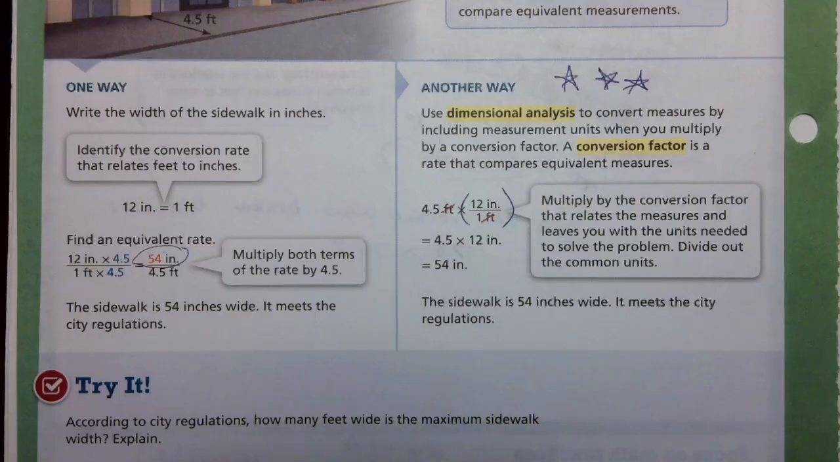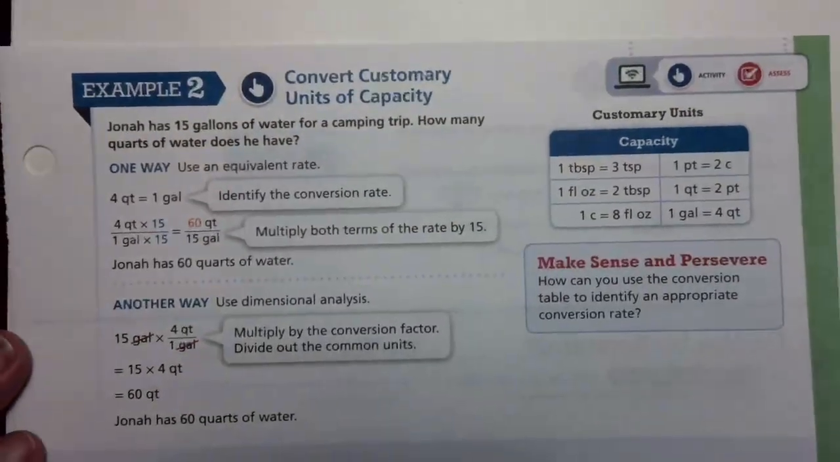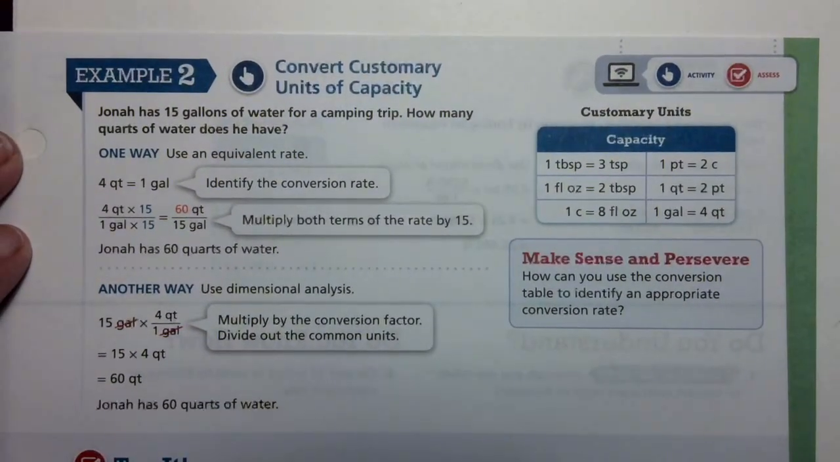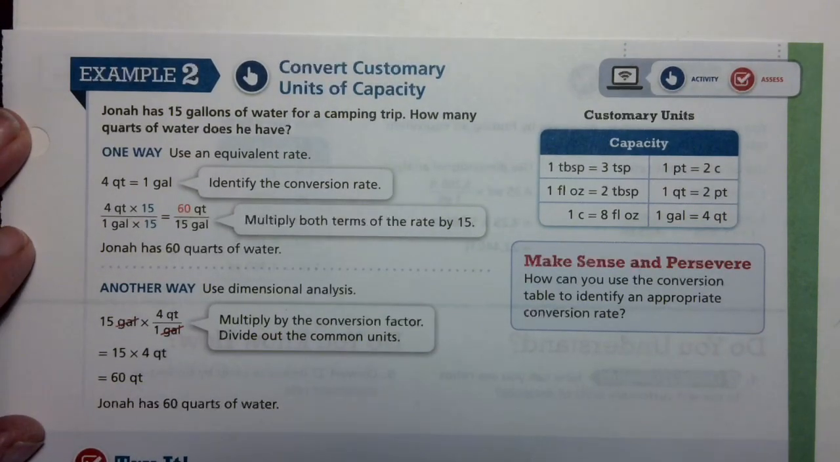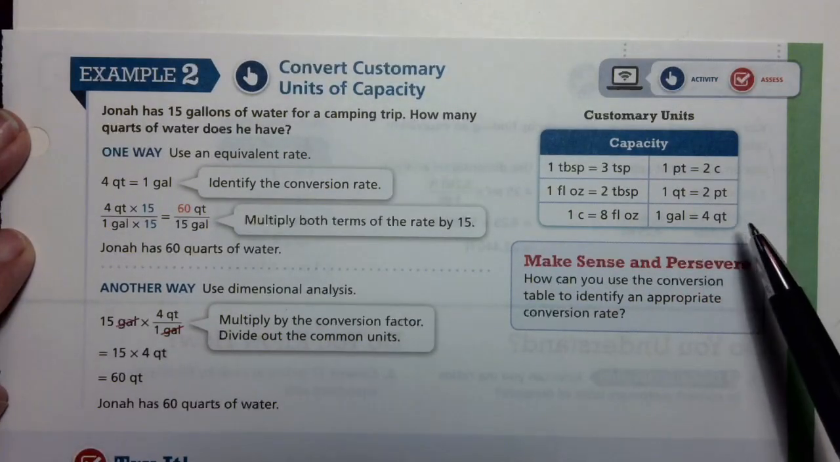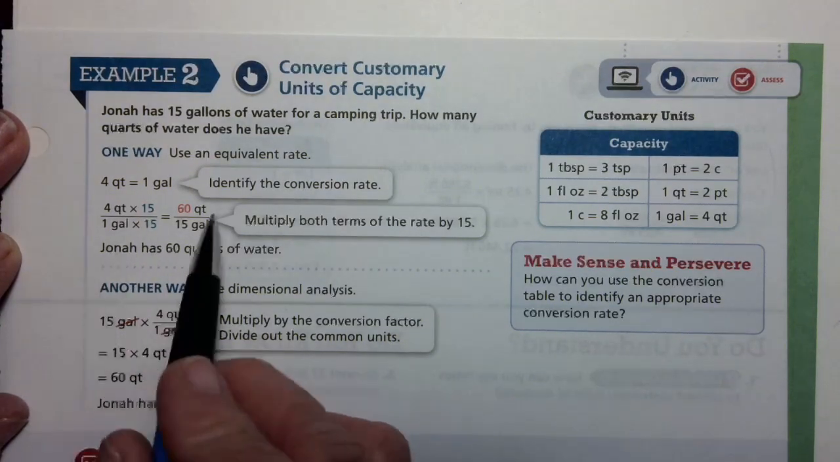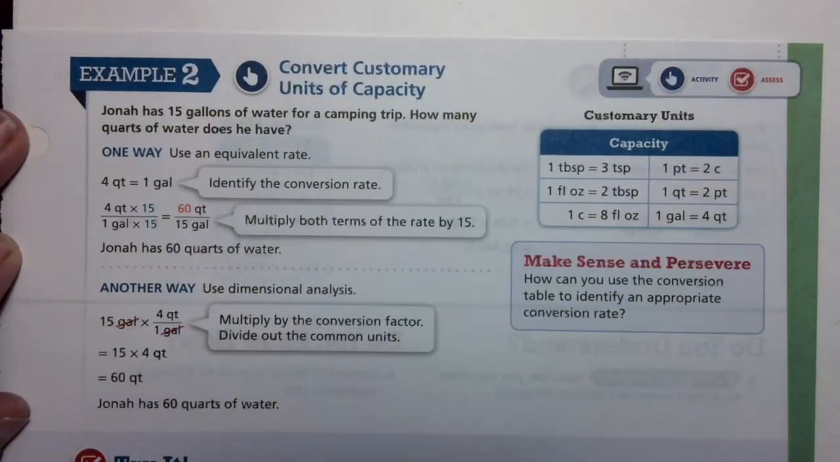All right. Let's go to example number 2. Jonah has 15 gallons of water for a camping trip. How many quarts of water does he have? Once again, teachers need an anchor chart with this on there, and your students need to be learning and memorizing these customary units. There's 4 quarts in a gallon, if you didn't know that. He wants 15 gallons. So here's one way to do it. Multiply 1 gallon times 15, so 4 quarts times 15 is 60 quarts.